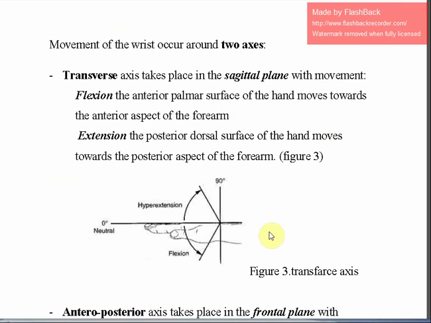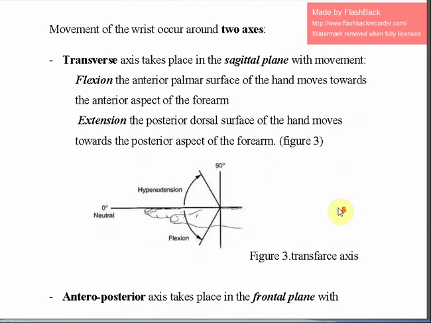One is the transverse axis, where movement takes place in the sagittal plane. With flexion, the anterior palmar surface of the hand moves towards the anterior aspect of the forearm. With extension, the posterior dorsal surface of the hand moves towards the posterior aspect of the forearm.